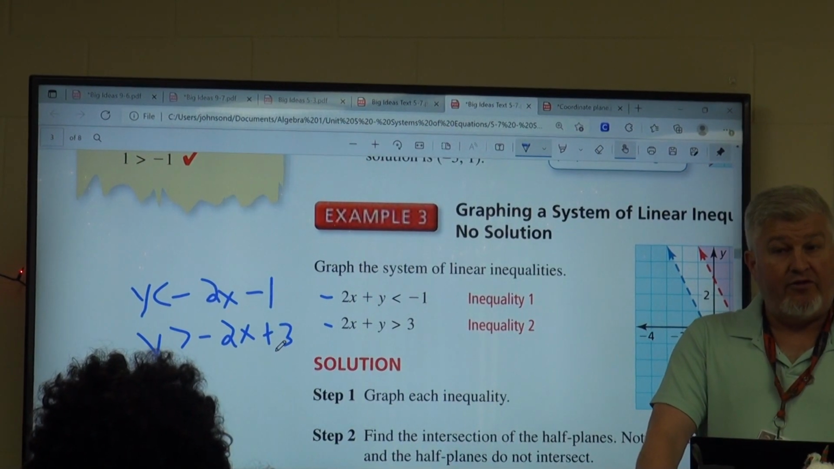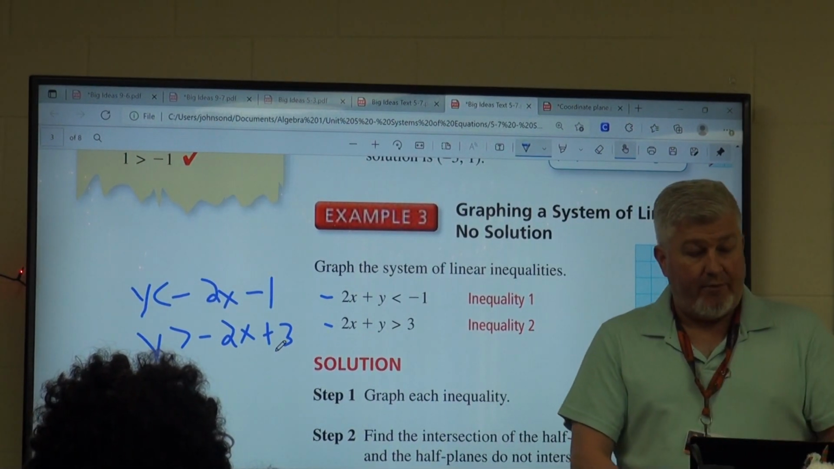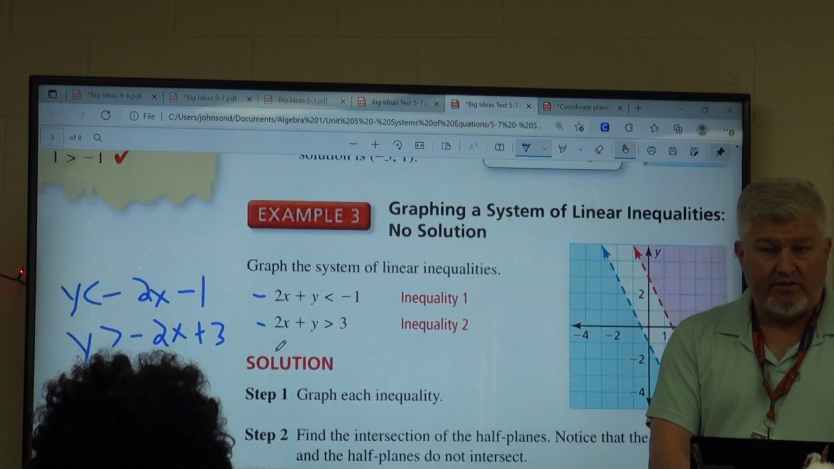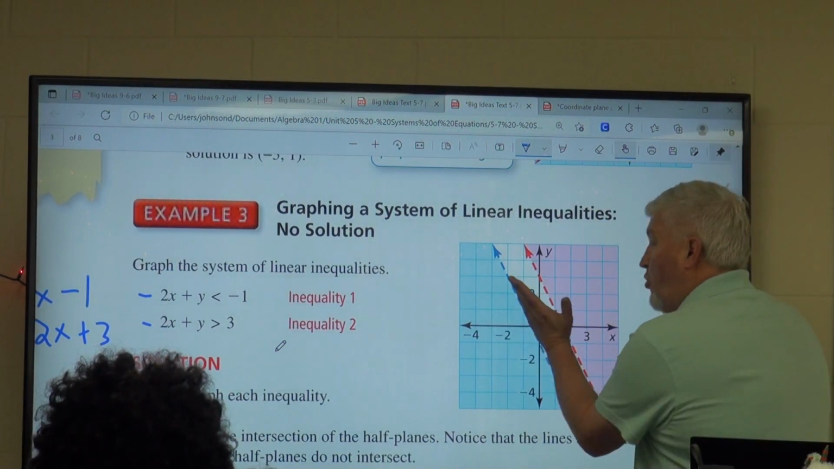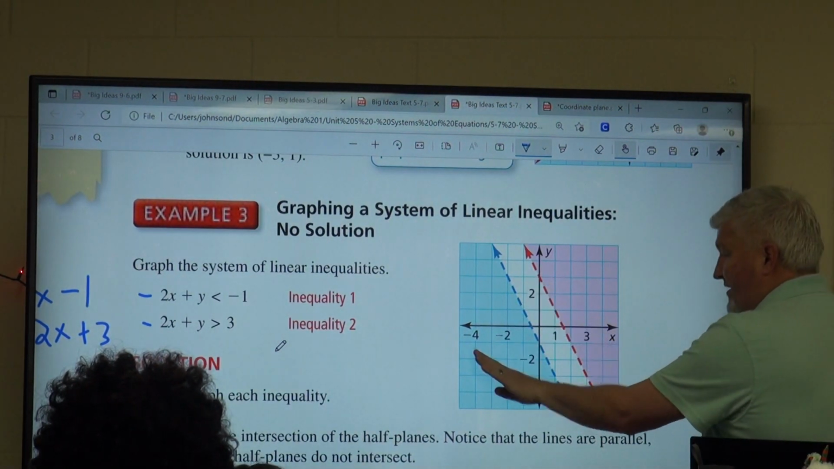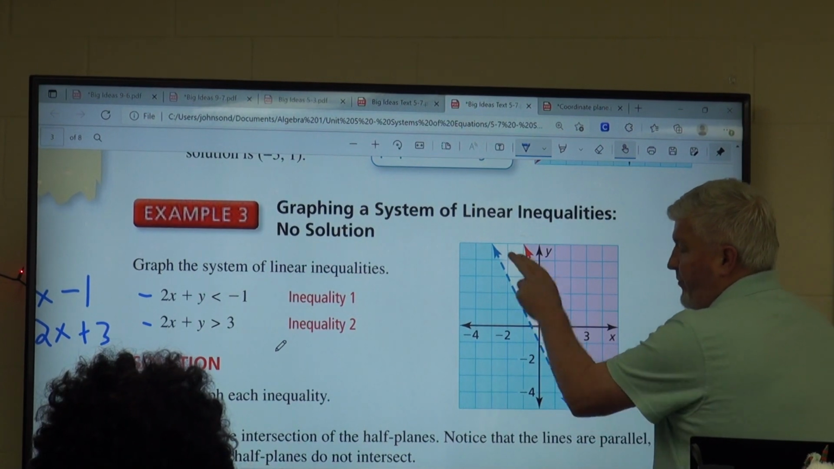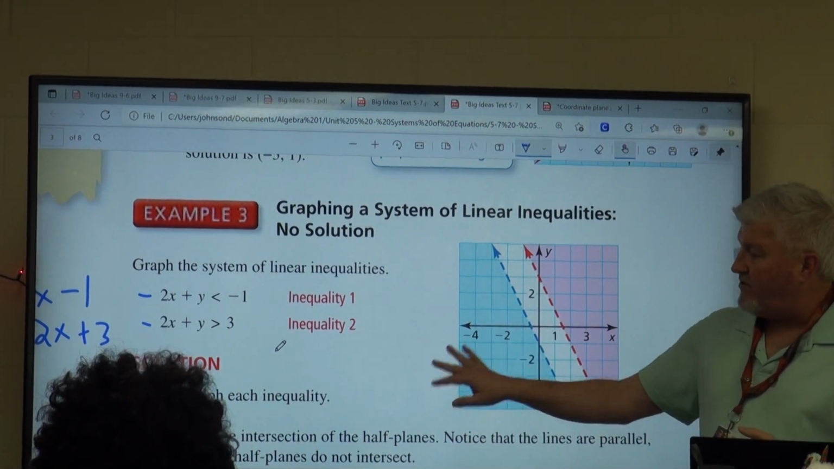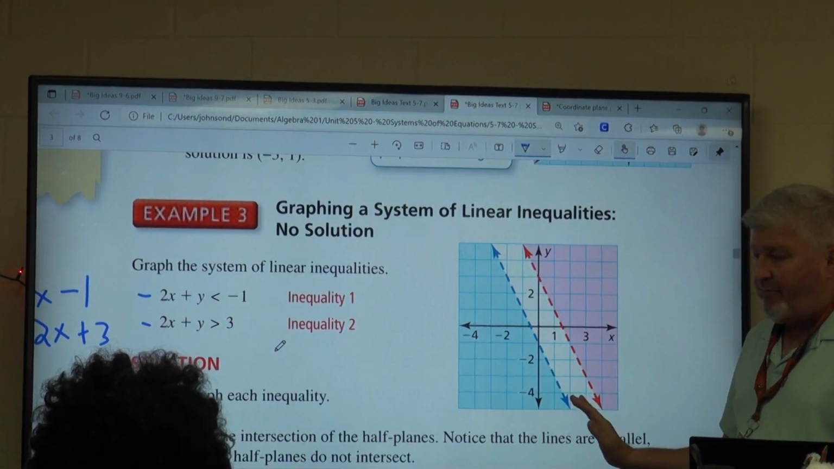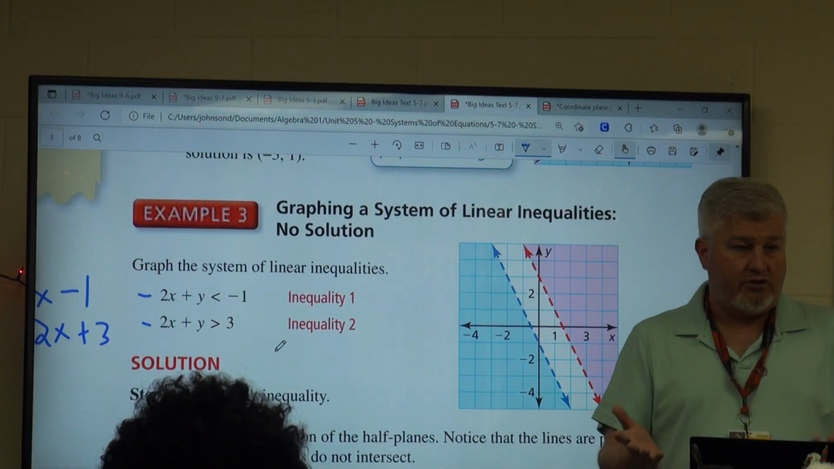Now, the only thing that would make this different, where parallel lines can have solutions to a system, is if the blue was greater than and the red was less than, then everything in between them is your solution. But because this one's less than and this one's greater than, it leaves a gap where they never intersect, and so there is no solution to this system.